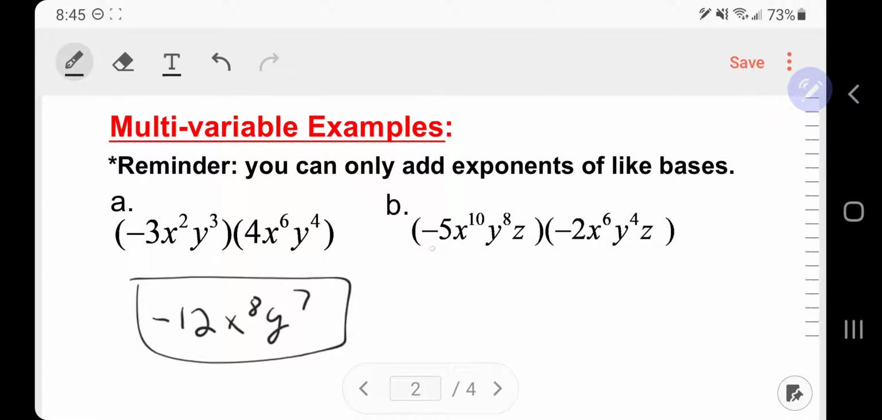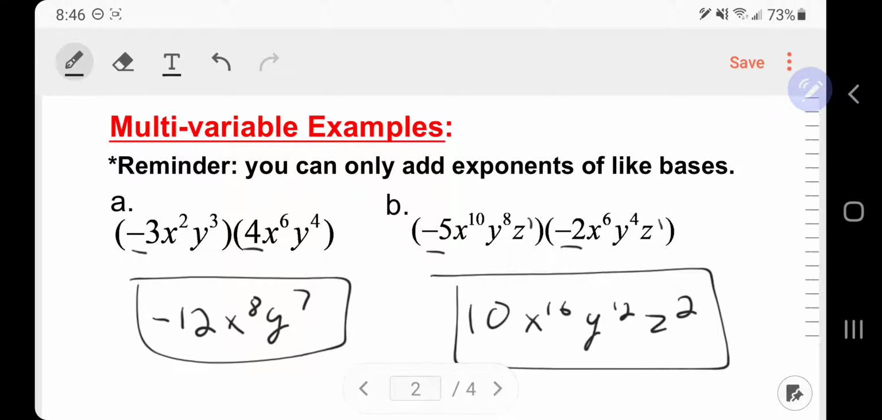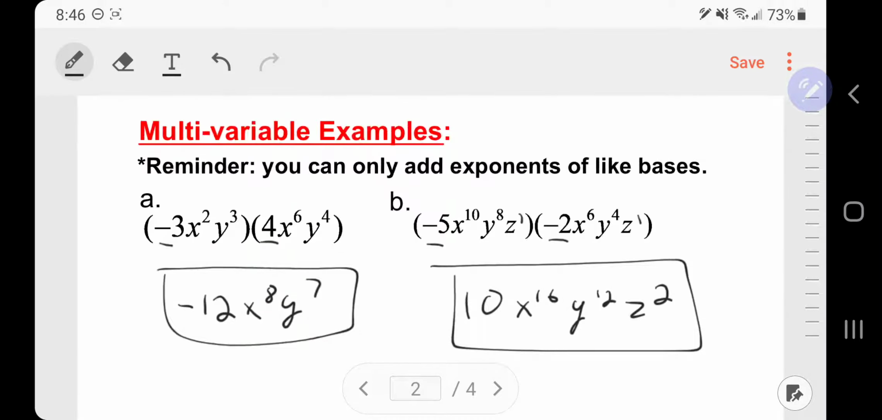All right, and the second one, negative 5 times negative 2 gives me 10. And then I have x to the 16th, 10 plus 6, y to the 12th, 8 plus 4, and z to the first, which is z squared. Okay, so that's all there is with multiplying a monomial by a monomial. Let's take a look at some others.